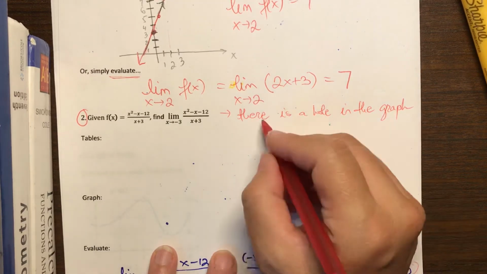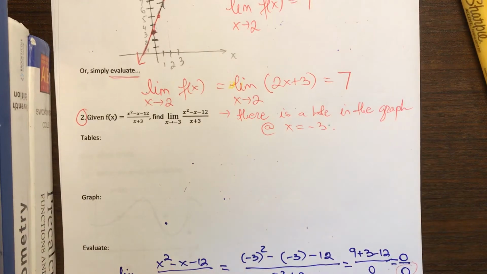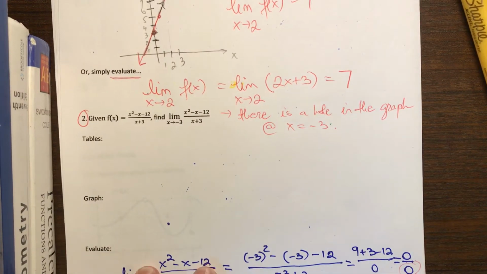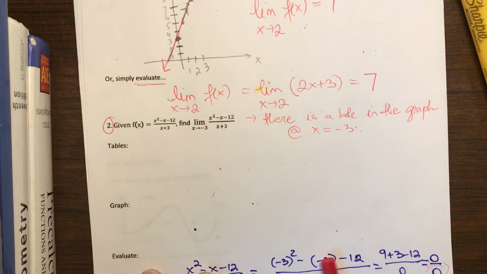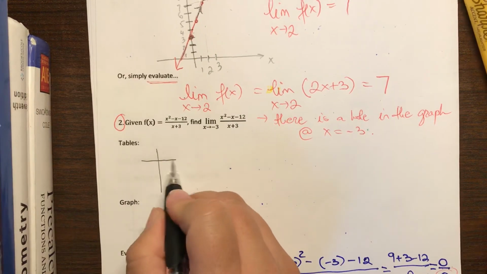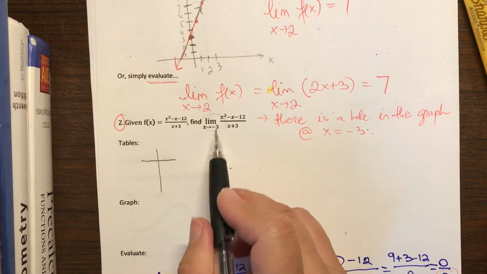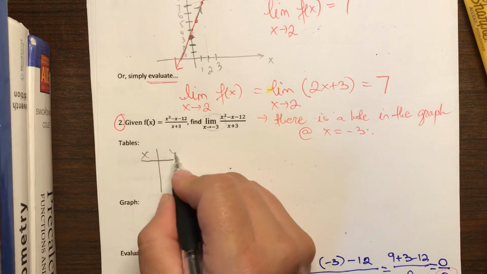So there's a hole in the graph at x equals -3. It's not in the domain. Okay, great. Well, let's make some tables then. All right. So, good thing we're not interested in what f of -3 is. We're interested in the limit, right? So what happens near -3?